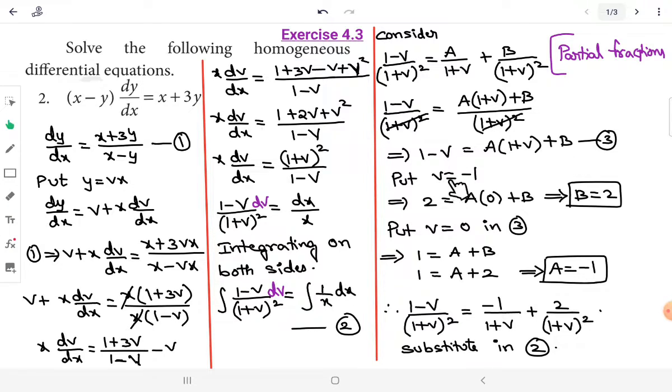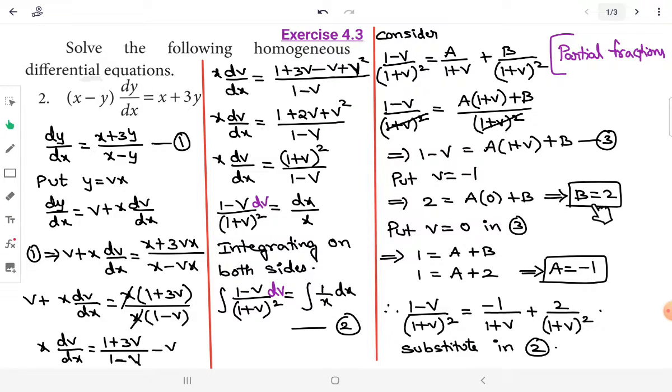Now let's put v is equal to minus 1, because I can eliminate the A value. If I put v is equal to minus 1, the B value you can find as 2. Now put v is equal to 0. In v place if I put 0, you will get an equation in terms of A and B. But anyway the B value is 2. So if I take 2 to the other side, you will get minus 2. So minus 2 plus 1 is nothing but minus 1.